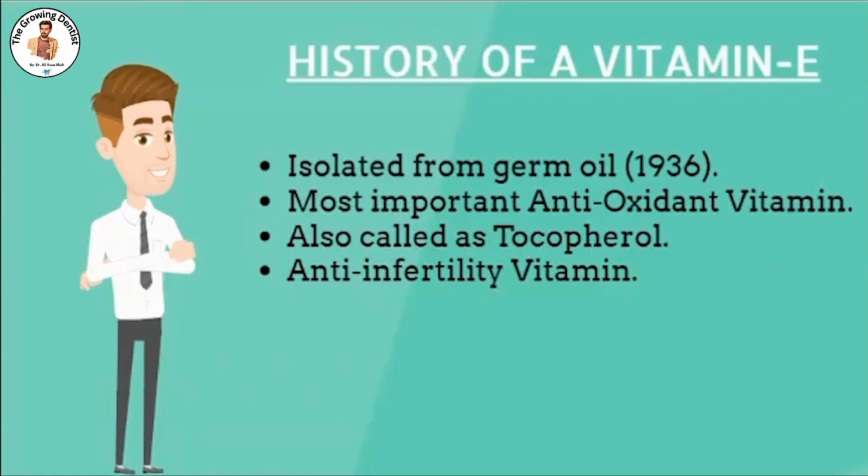Initially, studies on animals showed that its deficiency results in infertility. Therefore, it is called the anti-infertility vitamin. But now, it is known as the most active antioxidant vitamin in the body.